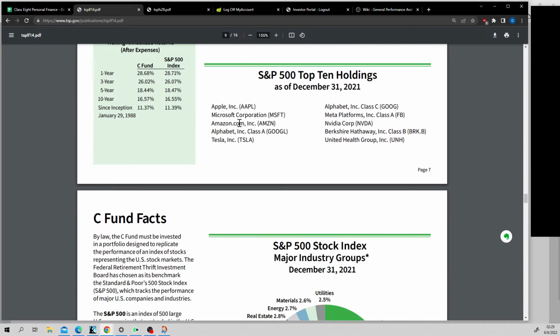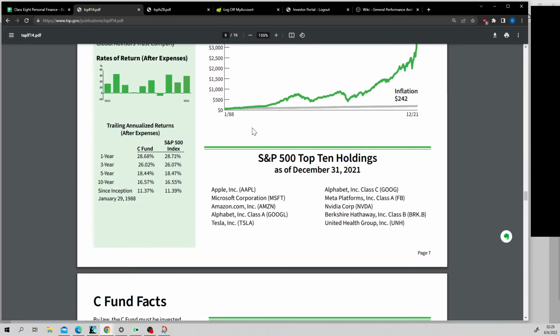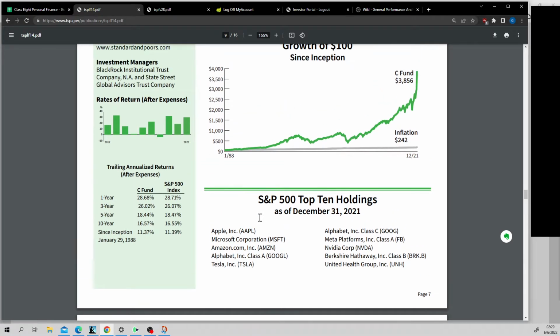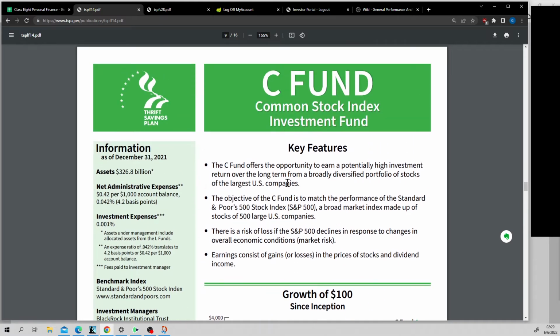You can see the top 10 holdings here from Apple all the way down to United Health Group. Almost all of these companies you've probably heard of. These here are the largest 10 stocks in the U.S. The S&P 500 is 500 of the largest stocks in the U.S. Not quite the 500 largest, but you can think about it that way, and you'll be fine. That's the C fund. It really should be at the very core of what you're thinking about when it comes to investing in stocks.